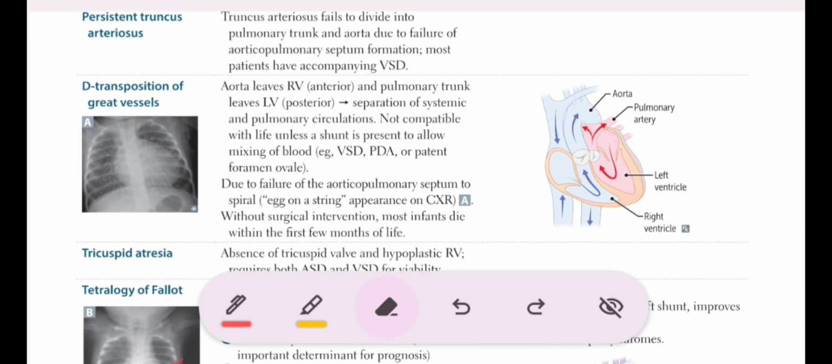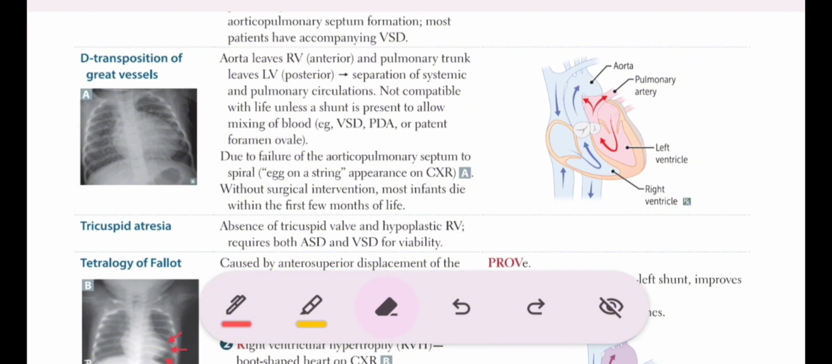Then you have the transposition of blood vessels. Transposition of blood vessels is when the aorta arises from the right ventricle instead of the normal left ventricle, and the pulmonary artery arises from the left ventricle instead of the normal right ventricle. This again causes mixing of the oxygenated and deoxygenated blood, and the baby is born cyanosed.